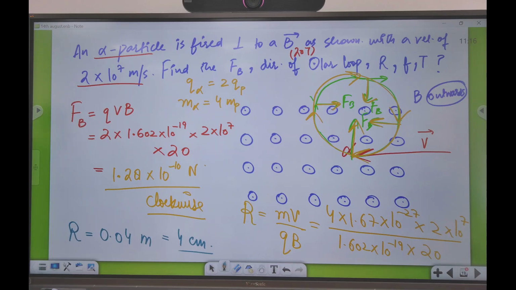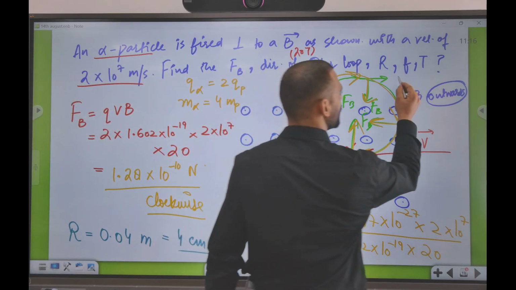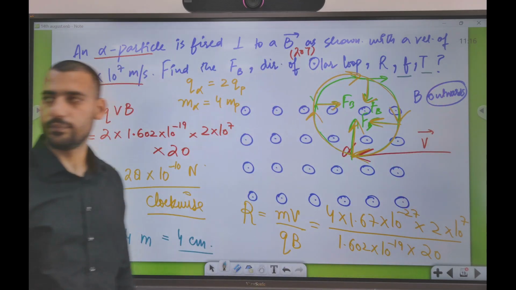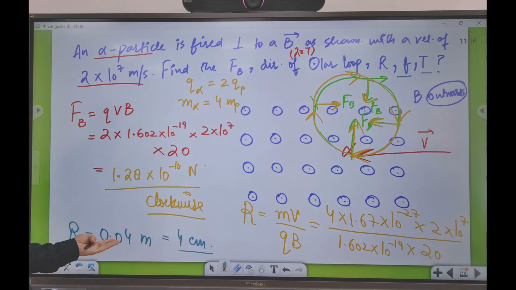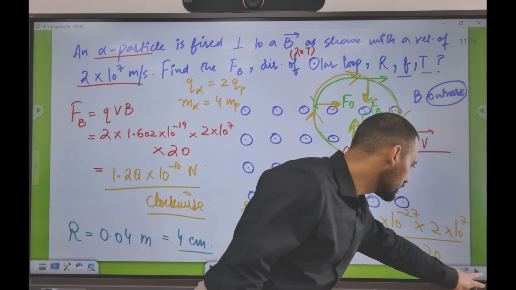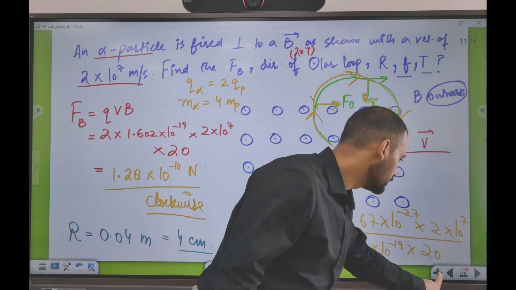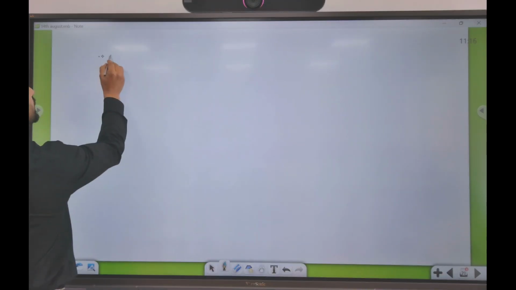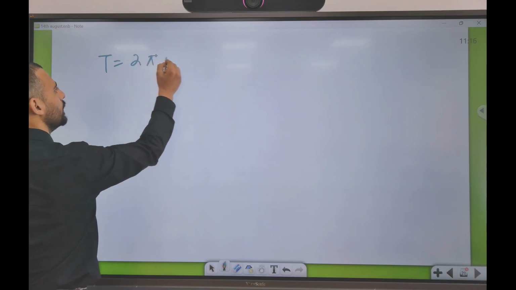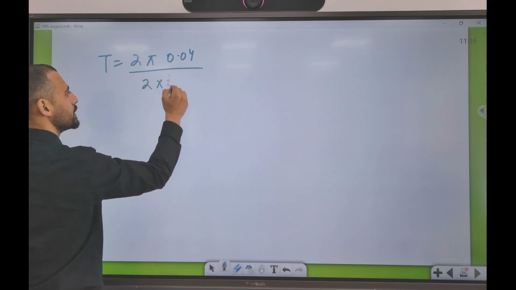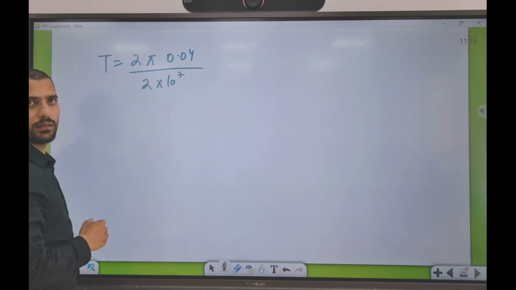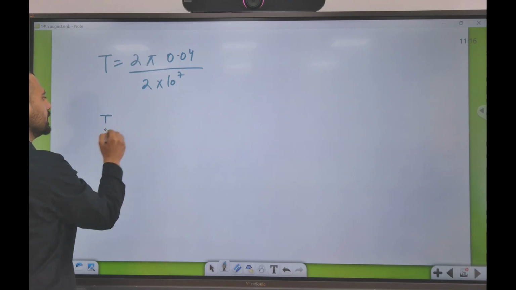Clear? The next thing is the frequency and the time period. Can you find that? You have the expression. You already know the radius, you can put it. What will be the time period? Yes? The time period would be 2 pi times 0.04 upon the velocity, which is 2 times 10 to the power 7. Correct? Isn't it?